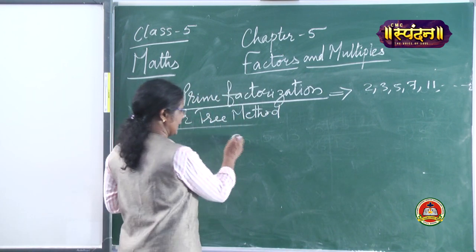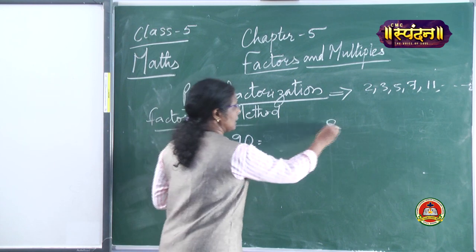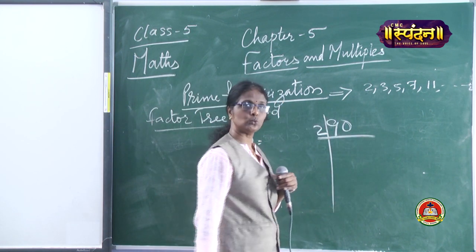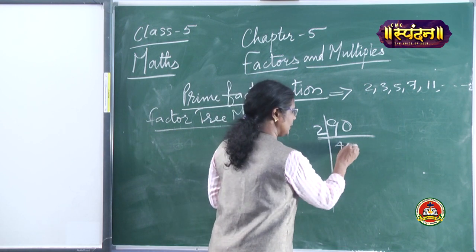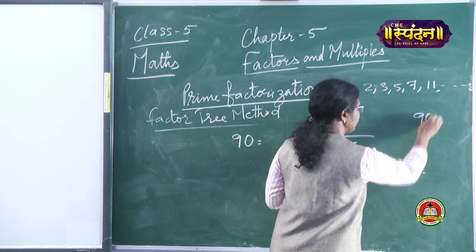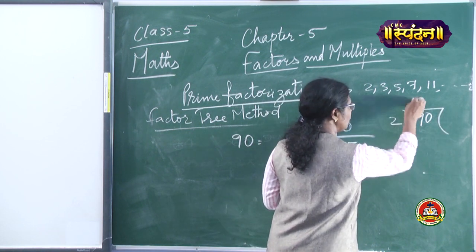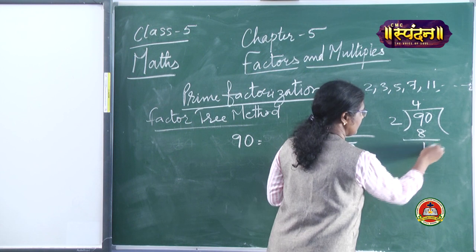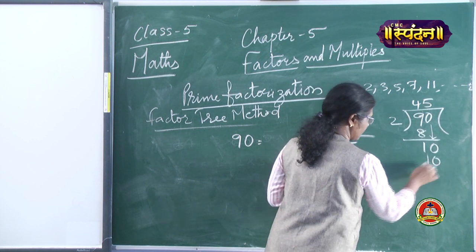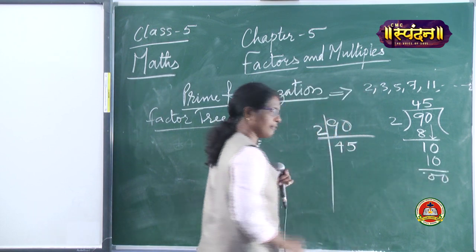Now see the next example, 90. 90, if I am taking, is an even number. It is divisible by 2. 90 divided by 2, you will get 45. Divide 90 and see. If you have any doubt, you will divide. Divide 90 by 2, 4 times 2 is 8, 1 remainder 0, bring down this 0, 5 times 2 is 10, 0, 0. So you got 45 as the answer.